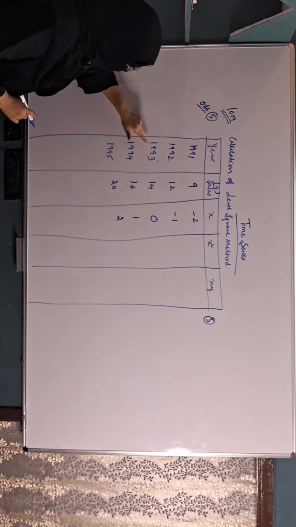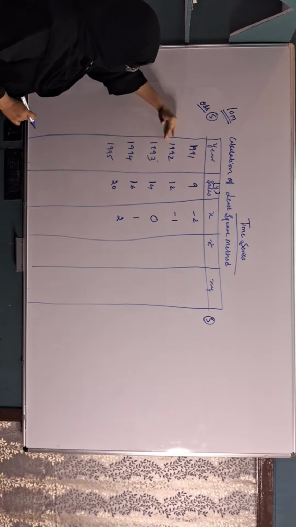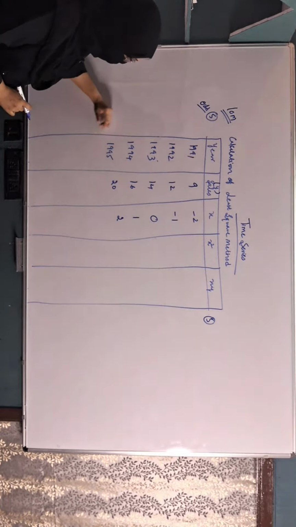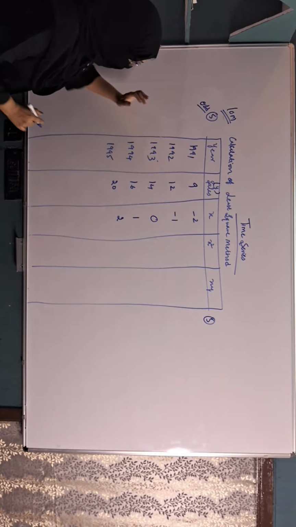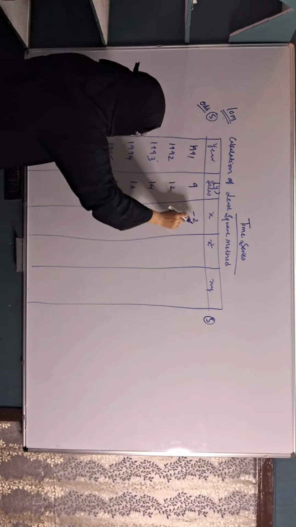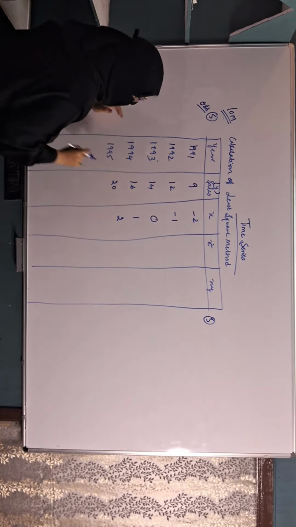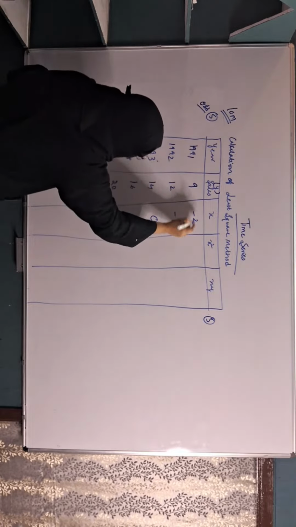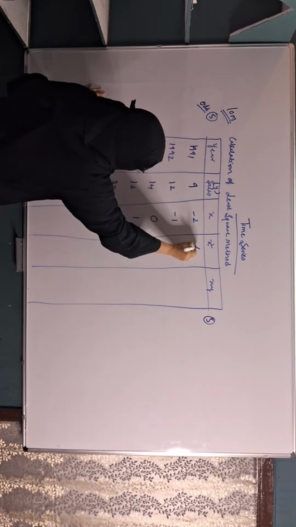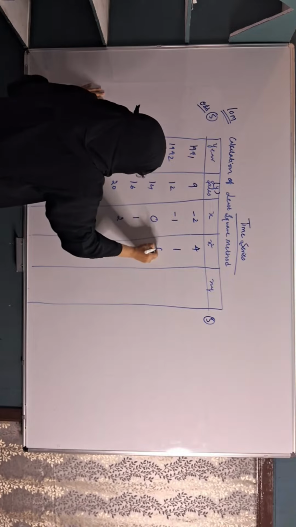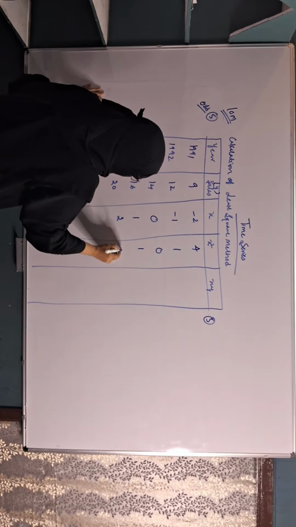Again, I am telling you, in 1993 the first 2 you have to leave and the last 2 you have to leave. You have to take the ones in between. So this is your 0, minus 1 and minus 2, 1 and 2. Then square this X, X square. X square means 2 into 2 is 4, 1 ones are 1, 0, 1, then 4.